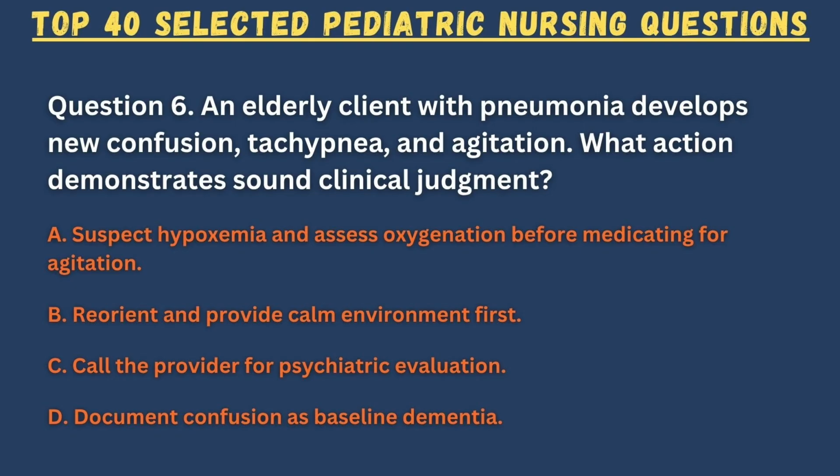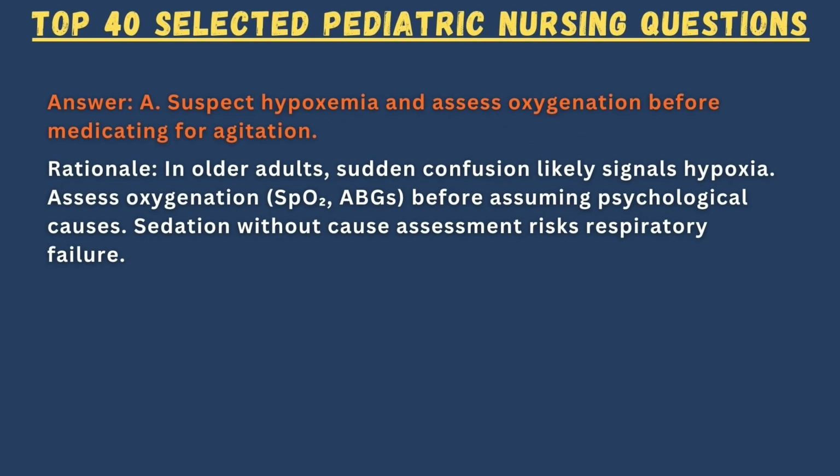C. Call the provider for psychiatric evaluation. D. Document confusion as baseline dementia. Answer. A. Suspect hypoxemia and assess oxygenation before medicating for agitation.